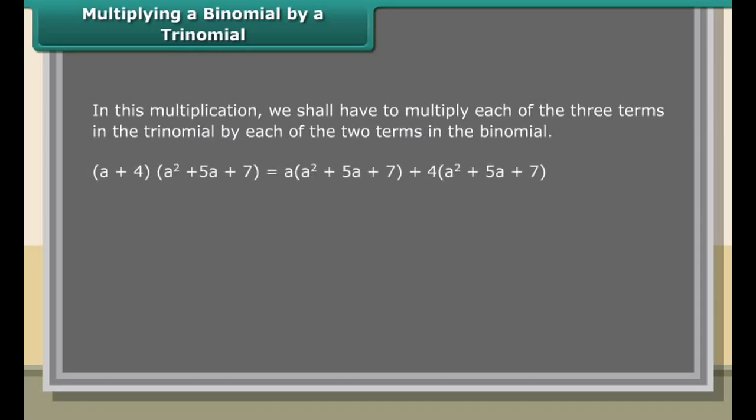(a + 4)(a² + 5a + 7) = a(a² + 5a + 7) + 4(a² + 5a + 7), which is equal to a³ + 5a² + 7a + 4a² + 20a + 28, which equals a³ + 9a² + 27a + 28.